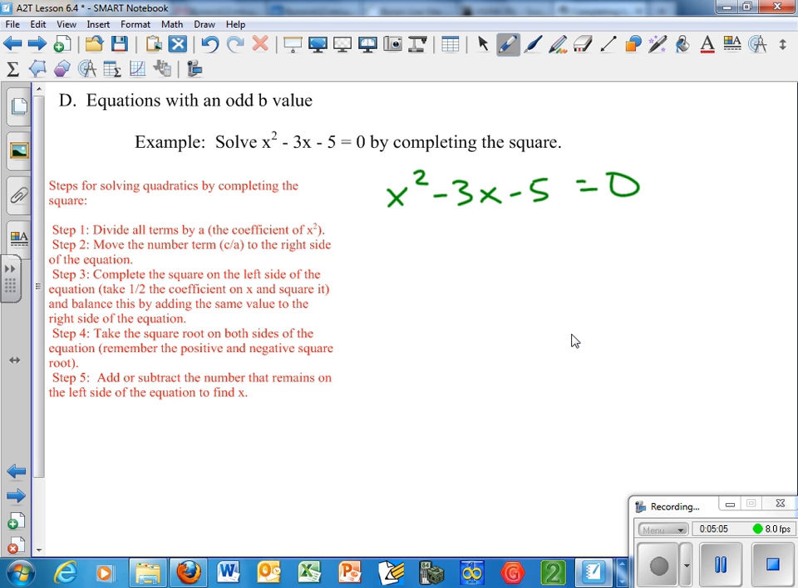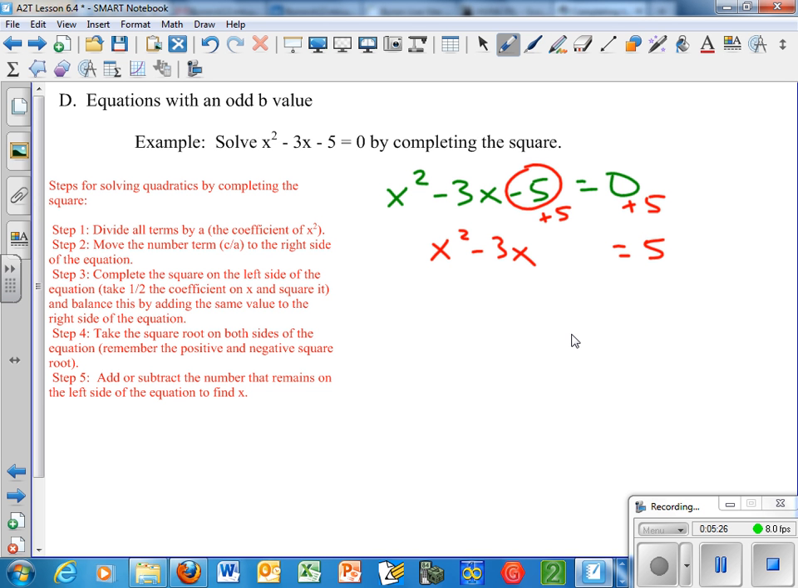Step 2, move the number term to the right side of the equation. So we want to move this to the other side, so we're going to add 5 here. So x squared minus 3x, leave a space, is equal to 5. Now, step 3, complete the square on the left side of the equation. Take half the coefficient on x and square it.